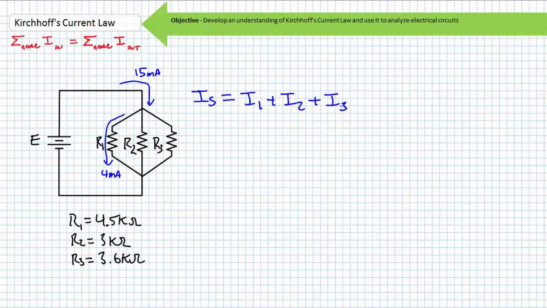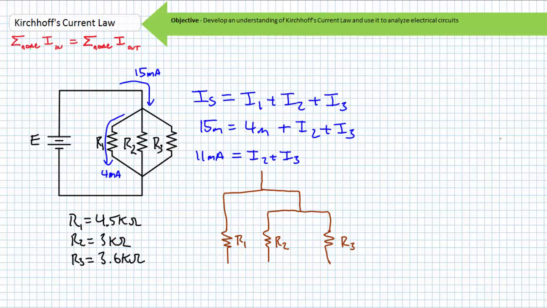If the incoming source current splits between three paths, our KCL analysis suggests Is equals I1 plus I2 plus I3. Substituting in the necessary values and solving for the unknown quantities I2 plus I3, we find I2 plus I3 to be the remaining 11 milliamperes. It may help you to visualize this circuit as such. 15 milliamperes of source current enters here. 4 milliamperes of it goes through R1, and only 11 milliamperes travels on to both R2 and R3.